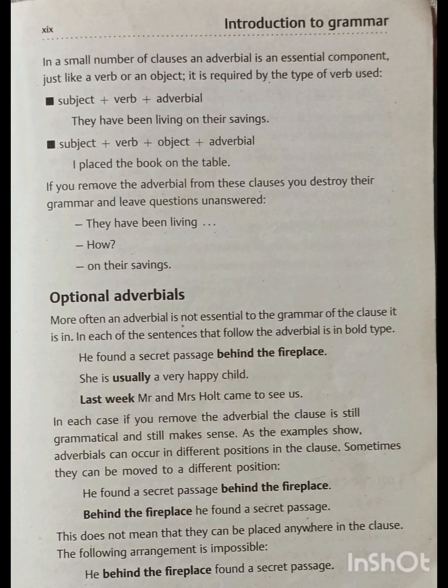Then the second sentence, she is usually a happy child. Usually is an adverb. If you say she is a happy child, it's also correct. But if I say usually, it gives it a separate impact altogether. So an adverbial can be placed at the beginning of a sentence, in the middle of a sentence, or at the end of a sentence.